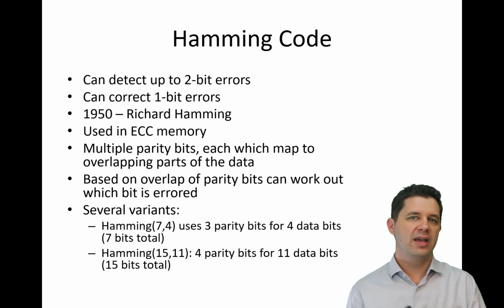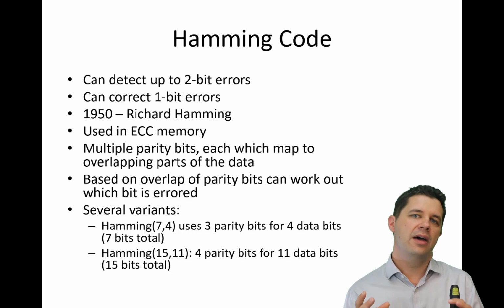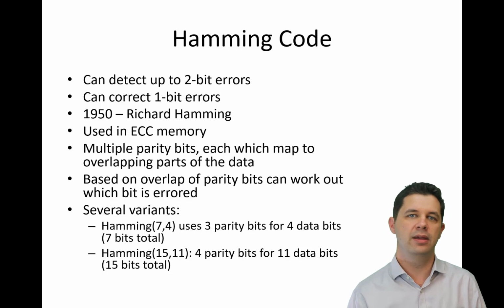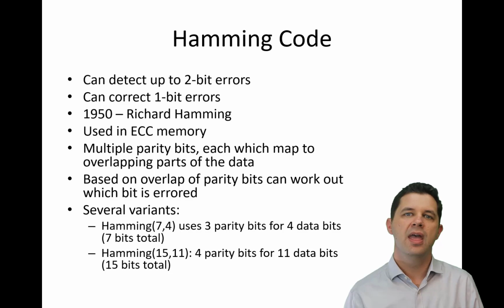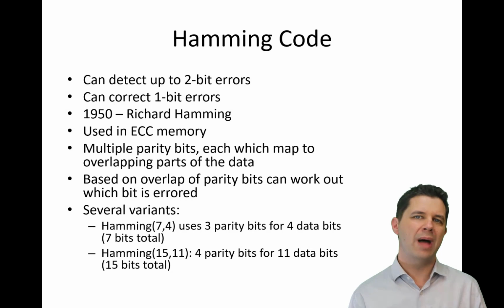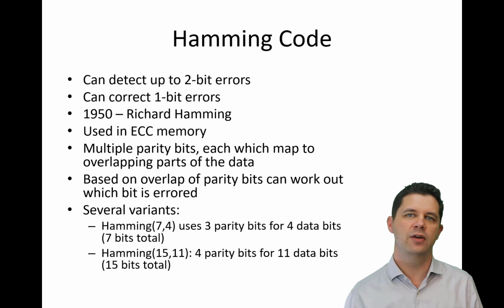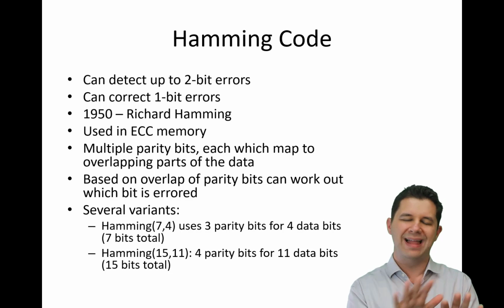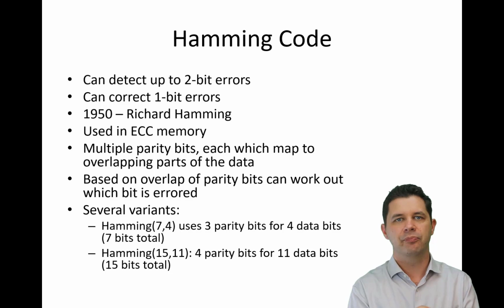So as I said, in 1950, these were invented by Richard Hamming, and they're used in memory, for example, ECC, error correcting code memory, that we may have on our computers. Basically what we have here is not just one, but multiple parity bits for each block of data. And what we do is we map those parity bits to overlapping bits in our data.